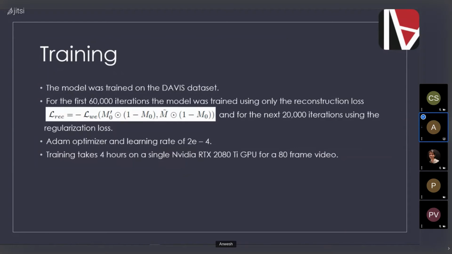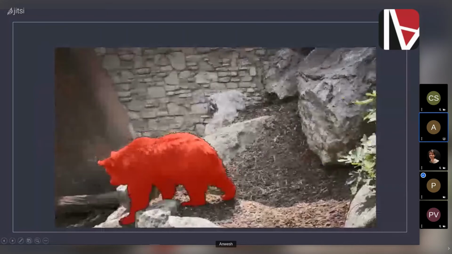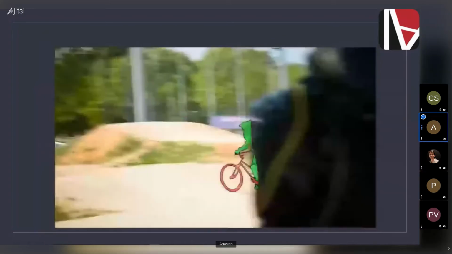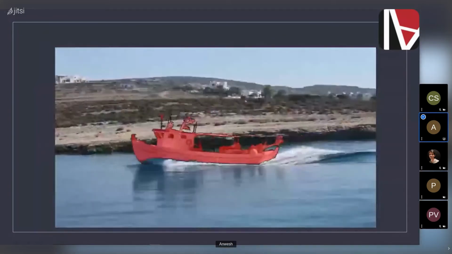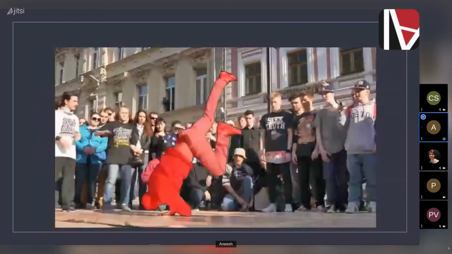The optimizer used was Adam, and the learning rate was 2e minus 4. The training took about 4 hours on a single NVIDIA RTX 2080 Ti GPU for an 80 frame video. So the video had only 80 frames in it. Now let's first look at how the Davis dataset is structured. This is an example of the Davis dataset. You get a video, and the object that must be removed is masked. You can see the objects that must be removed are standing out from the rest of the video.